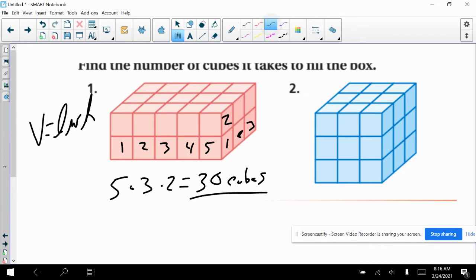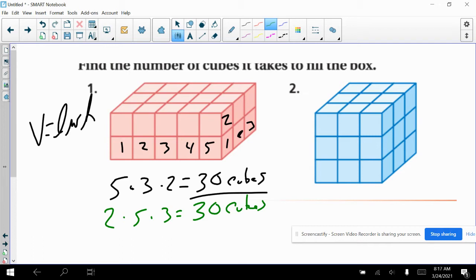What happens if I would mix up the numbers? What happens if I would forget that it's length times width times height? Do I still get the same answer? Why is that? Brady? The commutative property, right? It's multiplication. Right? You can mix up all the numbers and still come up with the same answer.